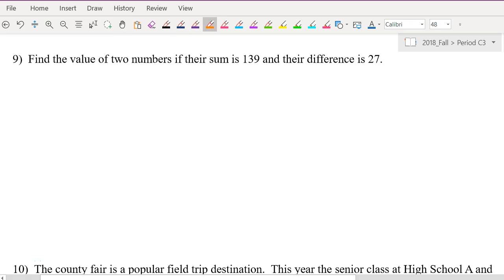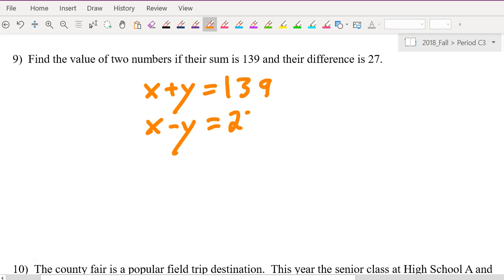The value of two numbers. So their sum is 139. What do I put? Anybody? X plus Y. X plus Y equals 139. The sum. You guys should know this. And the difference is 27. What do we write? X minus Y equals 27. Riddle me this, Batman. Or all of Gotham City explodes. That's okay. We can solve it.